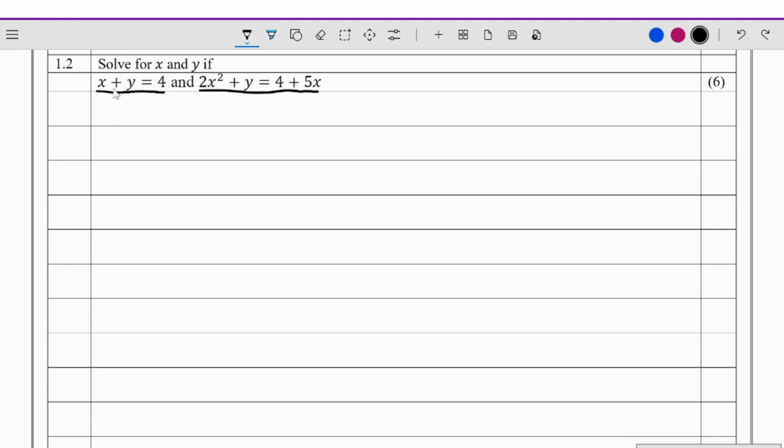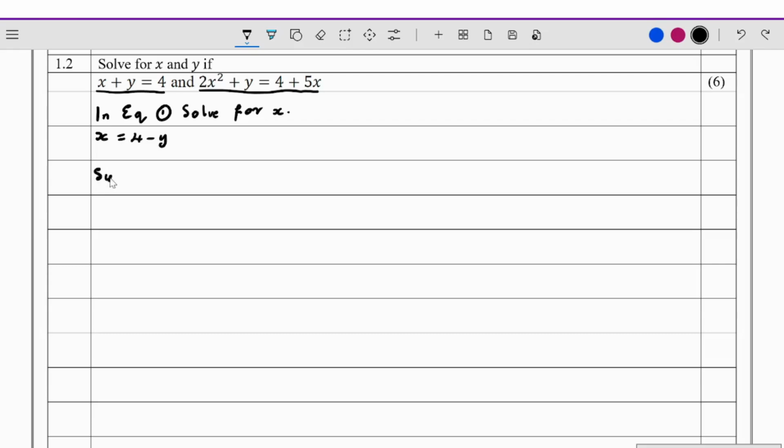First and foremost, I'll take my equation 1 here. I'll just give myself an instruction. I'll say that in equation number 1, I'm going to solve for x. Let's start there and make things easy. So if you solve for x in equation number 1, you will notice that x is equal to 4 minus y, right? So that is your value of x.